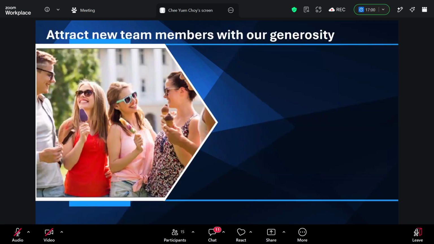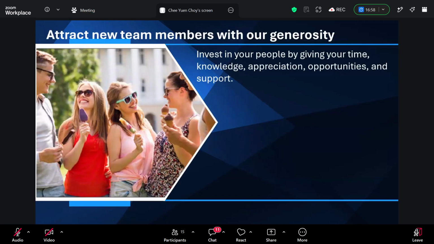Okay, first one, generosity. So invest in people, give them time. A lot of people think that investing in people means just giving them salary, giving them the reward. But actually, be generous to your members. Actually, you need to do more. You need to spend time with them.